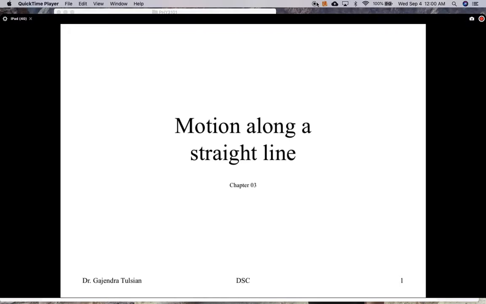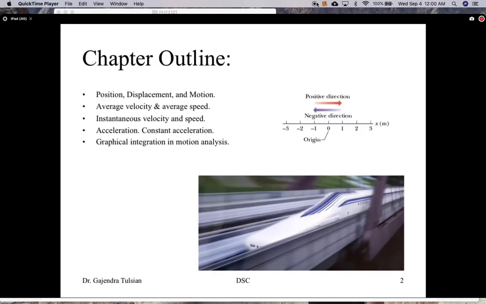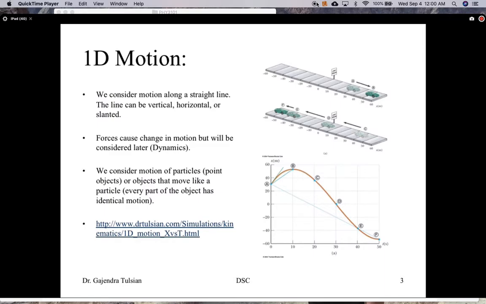So in this chapter, we'll look at motion along a straight line. We'll define these various quantities: position, displacement, and motion of an object, and all these other quantities. So here's a typical motion we'll see.